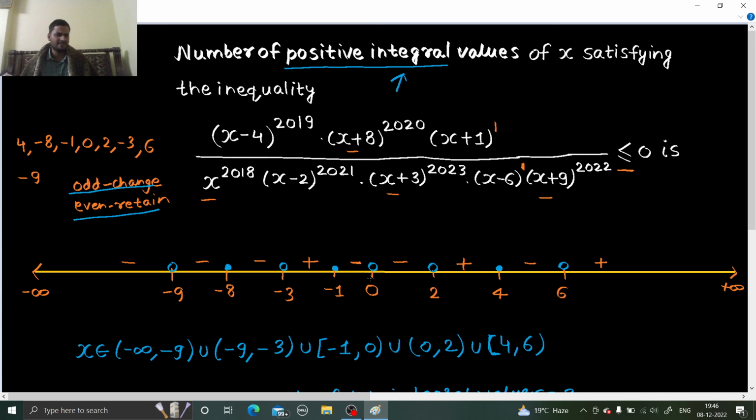The first step was, if there is any positive value, throw that to the other side. Second step, mark the critical points. Third step, mark all those values which make the expression 0, and remove all those values which make it not defined. Not defined values are hollow circles, and those which make it 0 are filled circles. The next step is to mark your answer as per the demand. The demand was less than or equal to 0, and we did the same. And at last, something as was demanded, so we did the same.